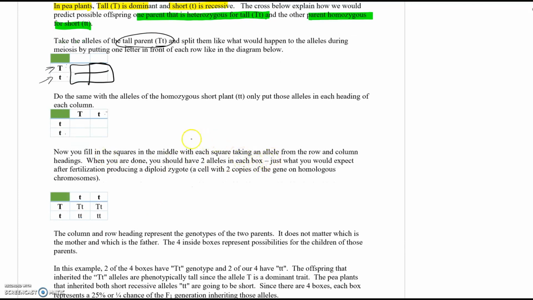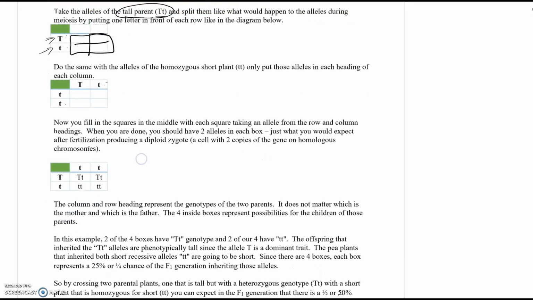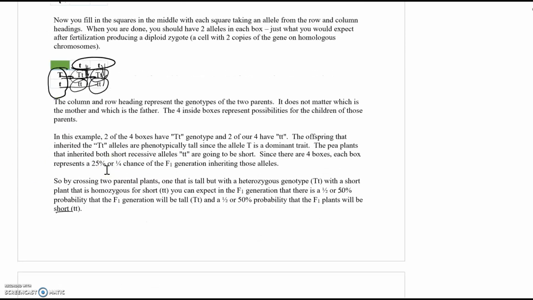Now, in order to figure out what the possibilities are for the offspring, the children of these two parents, we had our big T little t parent here and our little t parent here. We fill in the boxes where those intersect, kind of like a multiplication table. So we've got our row heading and our column heading. We get a big T little t here, a big T little t here, a little t and a little t here, and a little t and a little t here. So the inside of this square are the possibilities of what children we could have from these two parents. So there are 4 different possibilities.